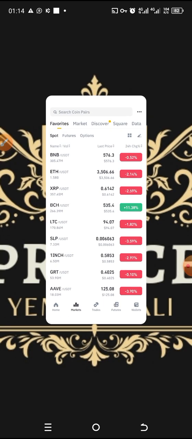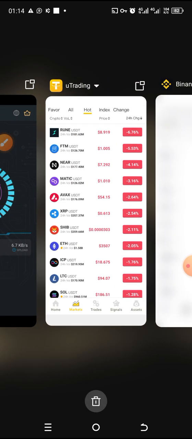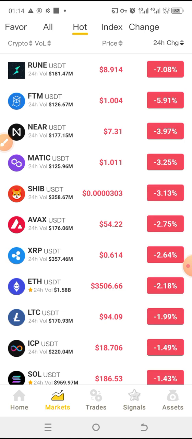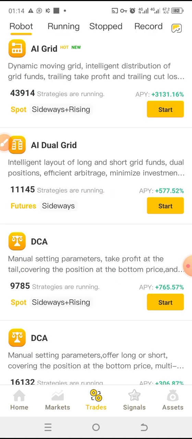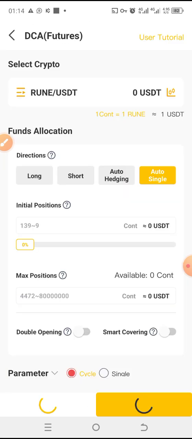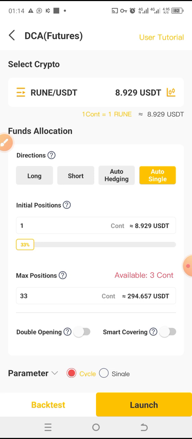So which coin do we choose? Let's just follow our system that says we should trade the highest. So let's trade Rune. Then let's pick our bot, which is DCA. And we choose long.